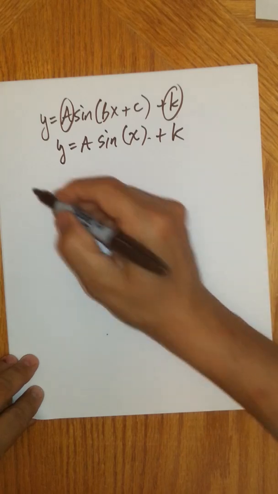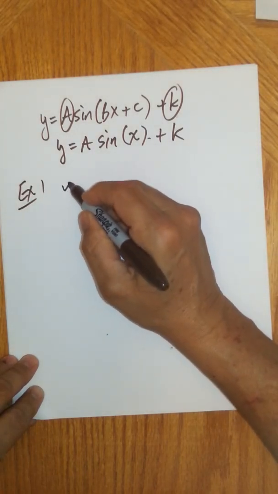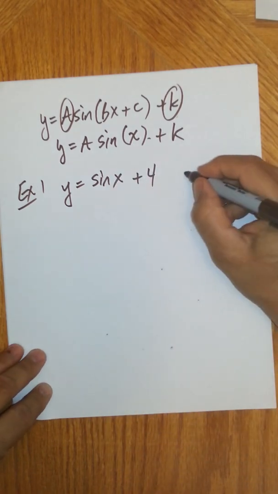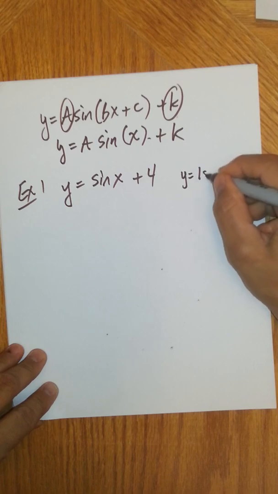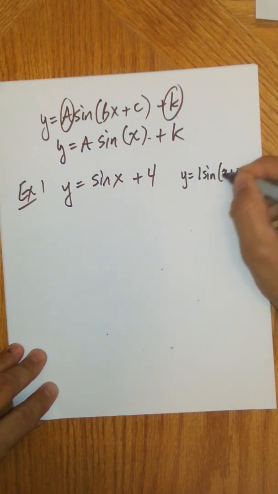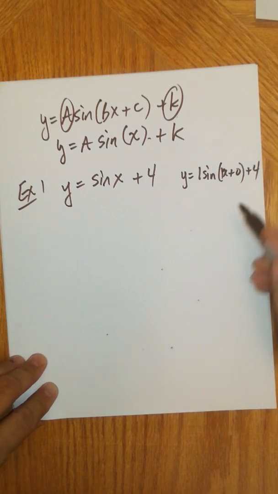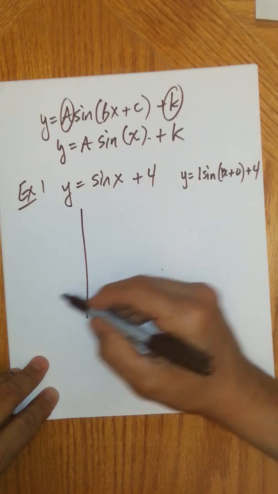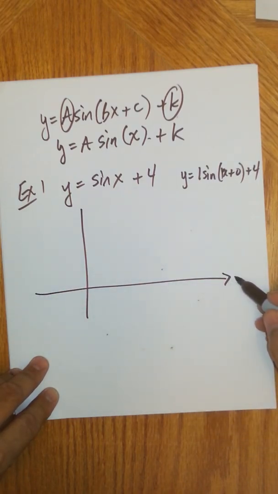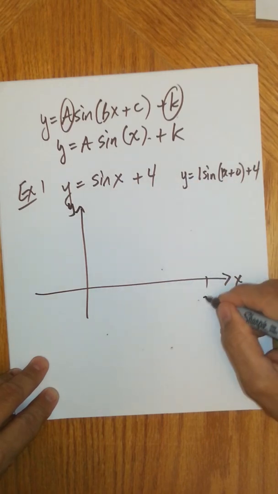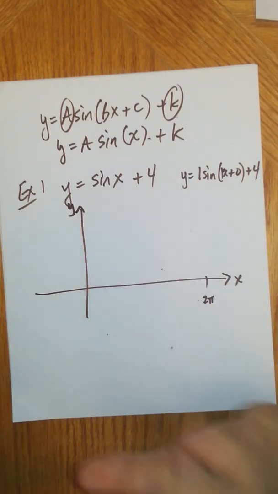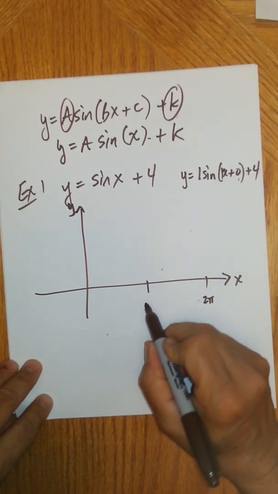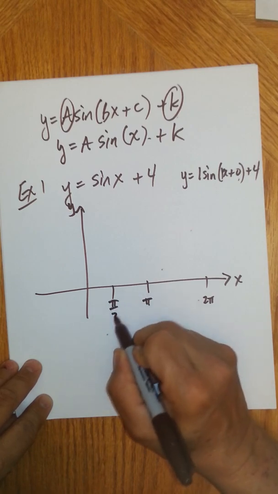All right? So let's take a look at, for example, y equals sine of x plus 4. So understood, again, in your head, you're writing this: 1 sine x plus 0, or 1x plus 0 plus 4. Right? So you know a is 1 and k is 4. So how do I do this? Well, essentially, I go ahead and draw my axes. I know there's no change, no horizontal changes, because b is 1 and c is 0. So I know I'm going to have my full wave from 0 to 2 pi.